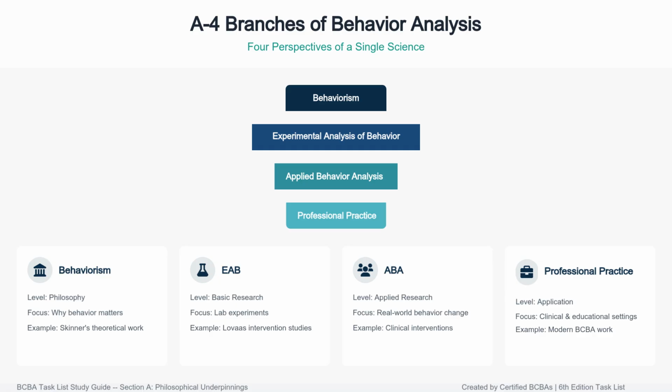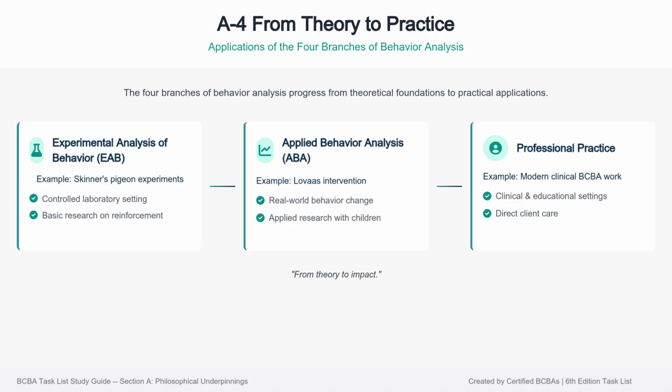Without research, we don't know what works. Without application, research stays in the lab. Think of it like a chain. Skinner's pigeon studies? That's EAB. Early autism interventions by Lovaas? That's ABA. Your own supervised sessions? That's professional practice. All of it rests on the same philosophy. Behavior is a subject of science, and change comes from the environment.